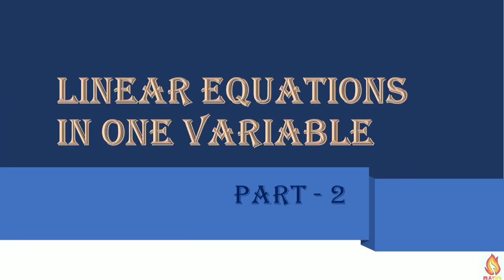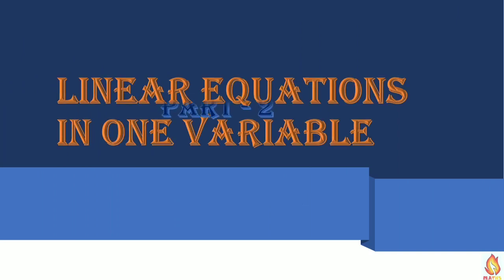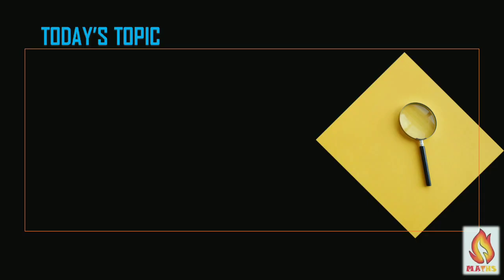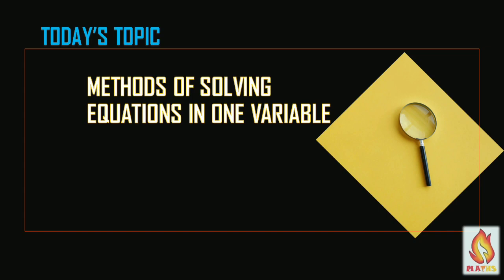We are learning linear equations in one variable. This is part 2. In part 1, we already learnt what is a linear equation, what are variables, what are constants, what are expressions, and which equations we can say are linear equations. So in this period we are going to learn methods of solving equations in one variable. We have already learnt that in an equation in one variable, only one variable should be present. So what methods do we have to use to solve the equation?